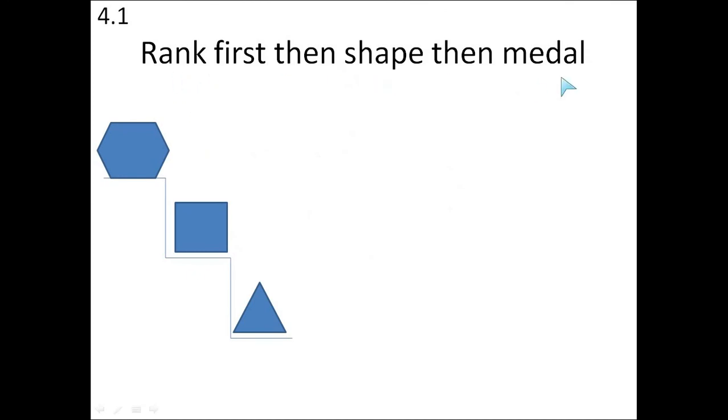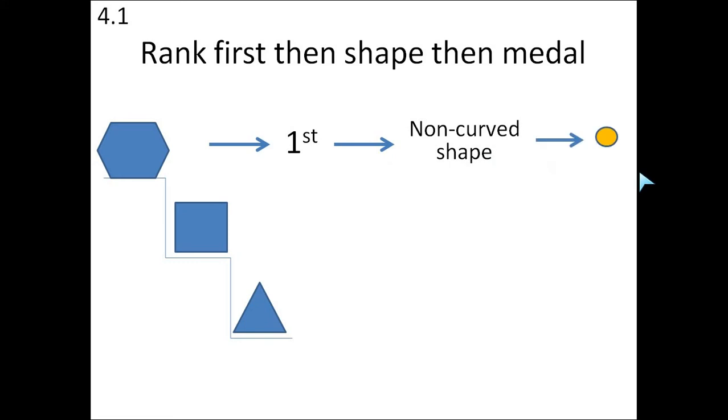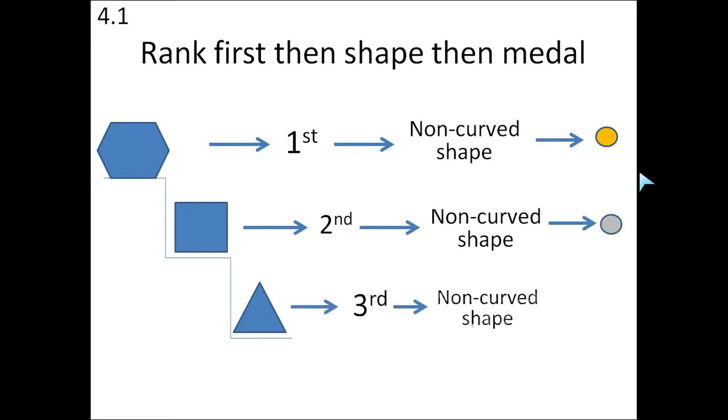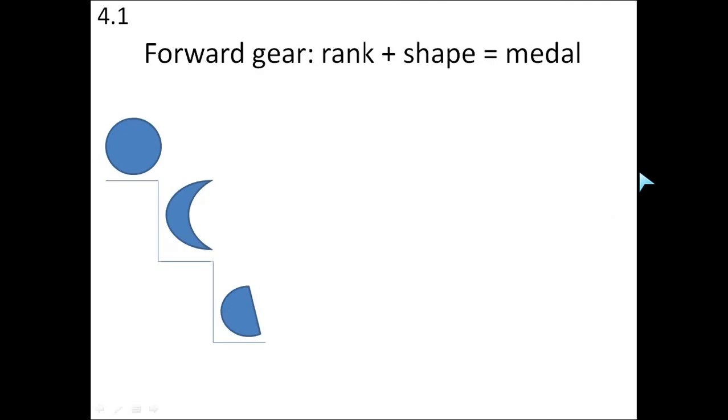and then get to the medal. So if we have our straight edge shapes, we first ask which shape is in the first position, and then we see that it's a non-curved shape, and then we work out the medal it deserves is a gold medal. The same thing for second place, the square comes in the second place, and then we work out it's a non-curved shape, so the medal that they get is a silver medal. Likewise, third place, non-curved shape, bronze medal.